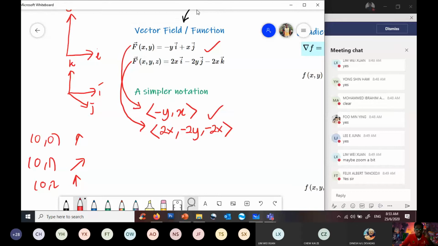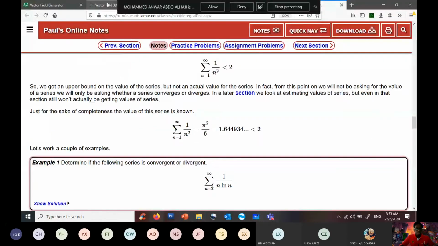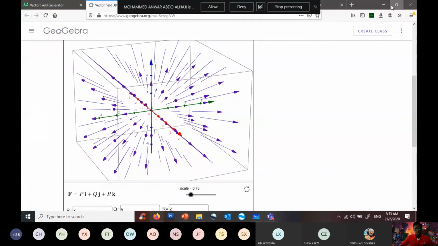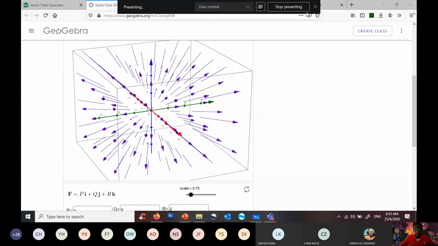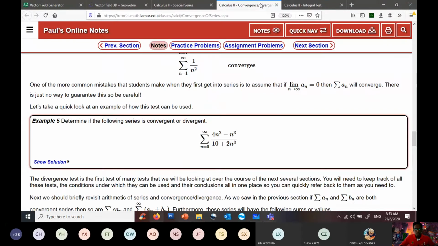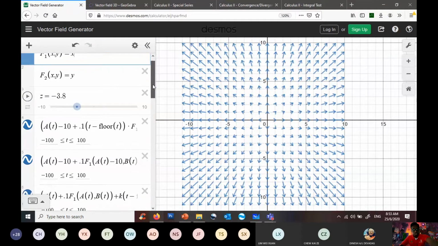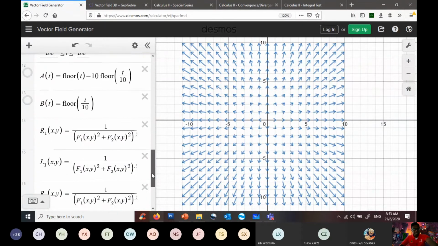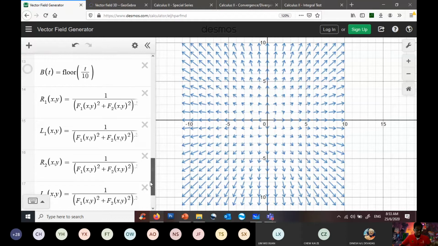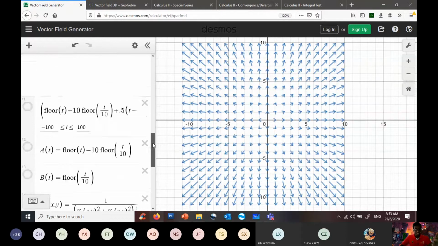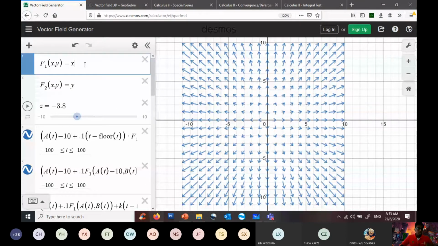So let me show you how the vector (negative y, x) looks like. I got an application online. This is a vector field generator. I have no idea what all the complicated things down here mean. I just saw that someone made this calculator and shared it for us to use. I'm using it to plot the vector.